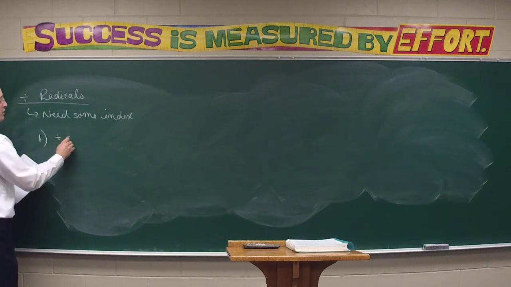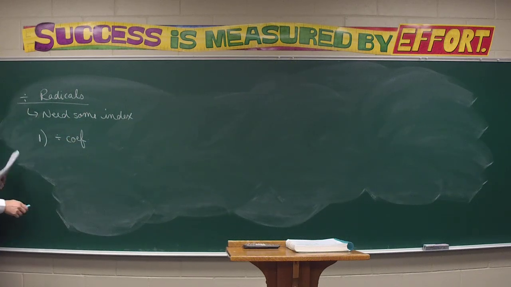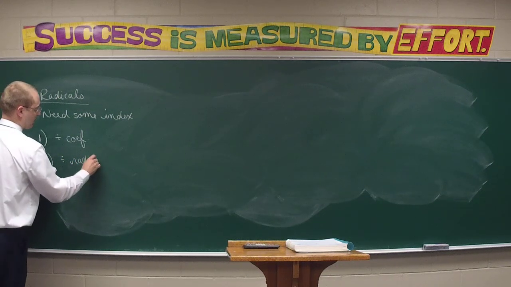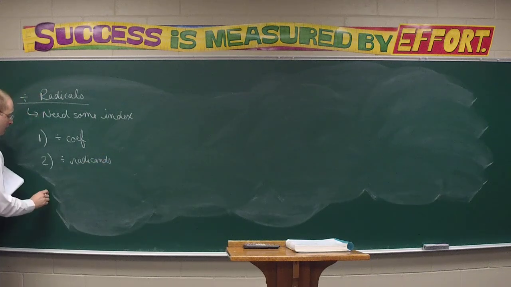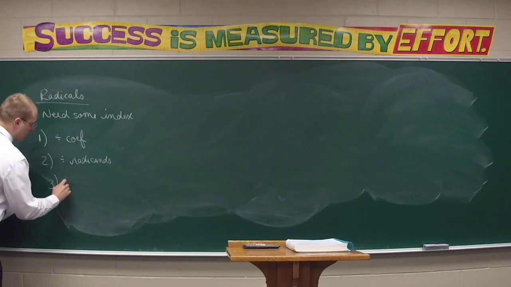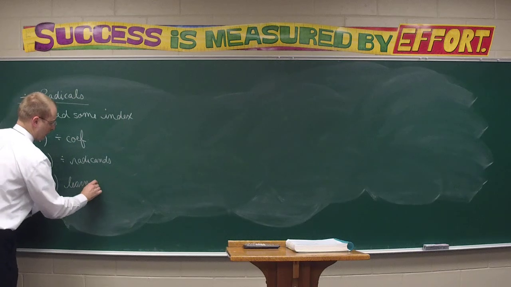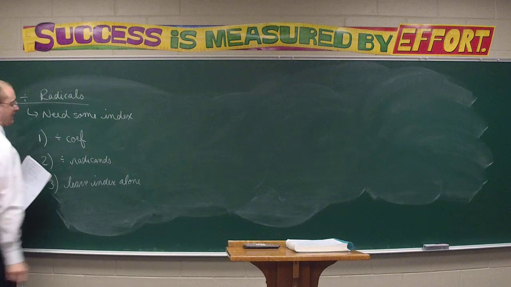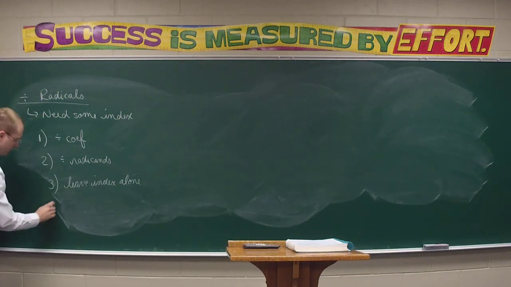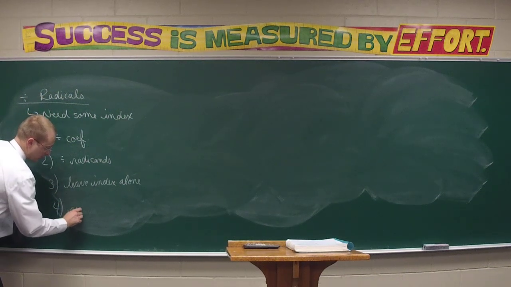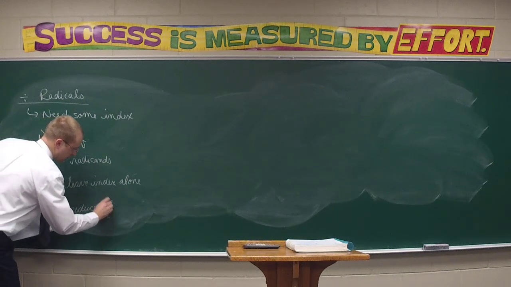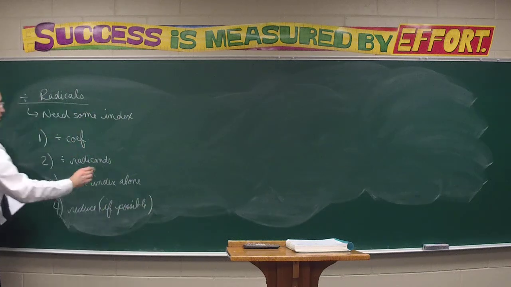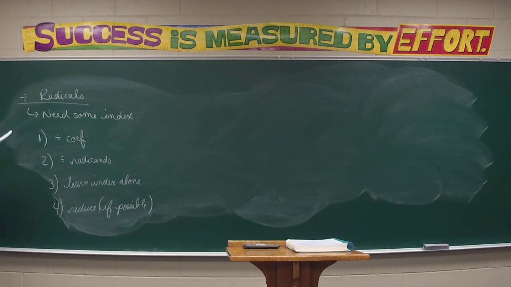And you probably could guess the steps. Step number 1, divide the coefficients. Step number 2, divide the radicands. Step number 3, leave the index alone. Don't go trying to divide those indexes or anything. And number 4, reduce if possible. Basically, the same steps we had for multiplication, except they say division.